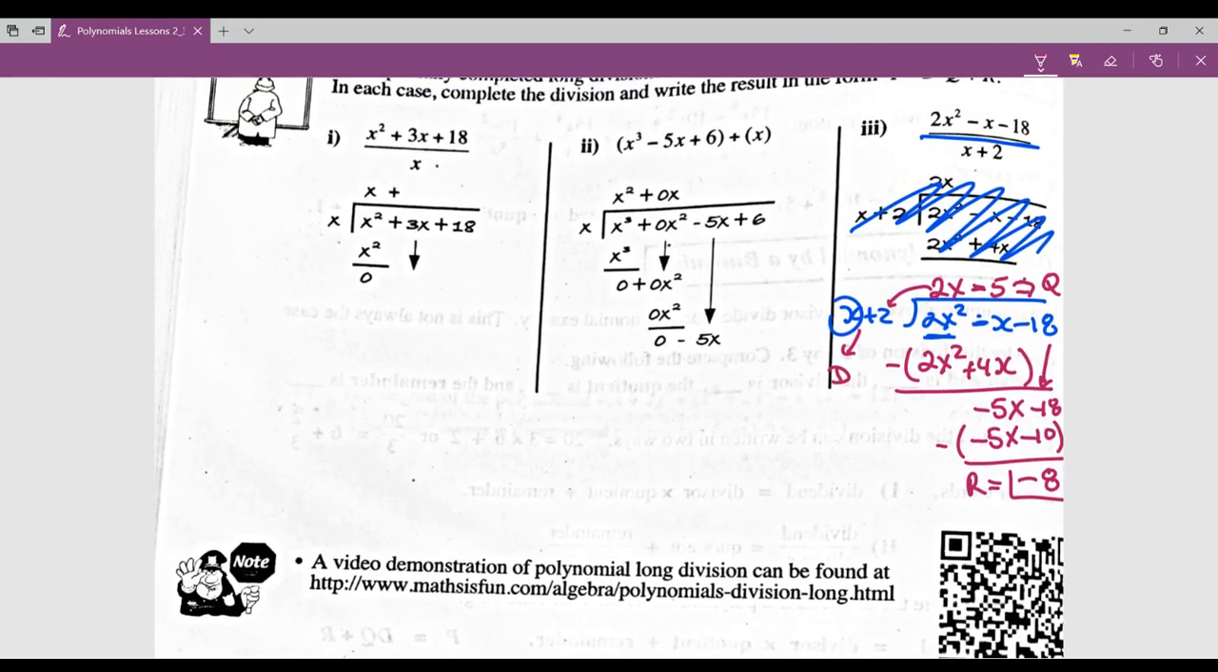So if I'm going to rewrite this as dq plus r, my divisor is x plus 2, my quotient is 2x minus 5, plus my remainder. So plus negative 8, I can just write minus 8. And that is it.